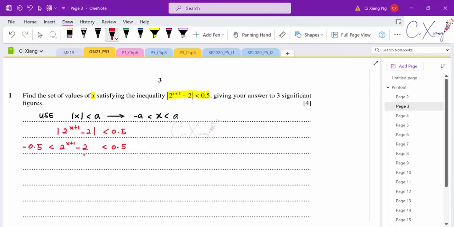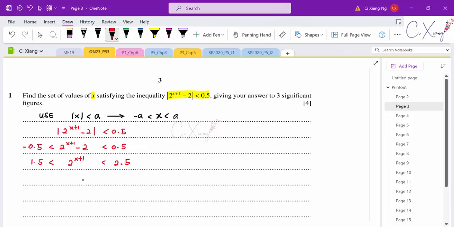So now, first of all, I add every single part here, this part, and also this part by plus 2. Okay, adding a 2 for every single part here. Right, so negative 0.5 plus 2, you get 1.5. And then for this part, negative 2 plus 2, you're having no more, right? So you're left only 2 power x plus 1. Then 0.5 plus 2, you're having 2.5.